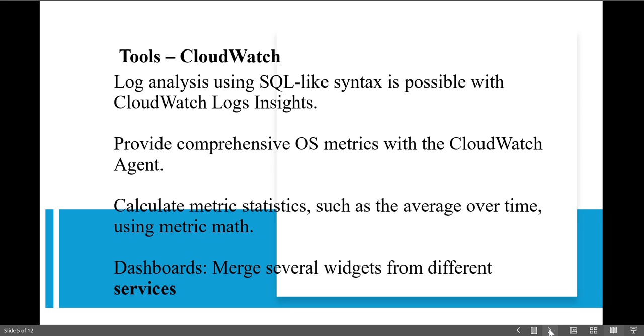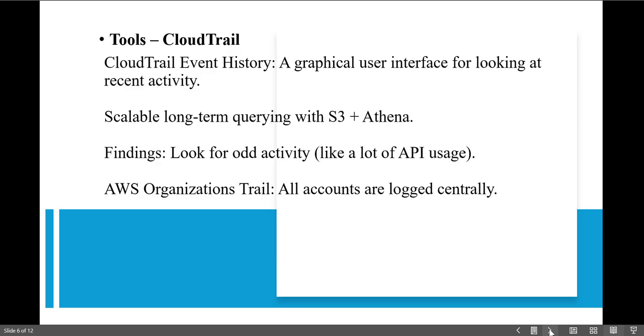Tools for CloudWatch. Log analysis using SQL-like syntax is possible with CloudWatch Logs Insights. Provide comprehensive operating metrics with the CloudWatch agent. Calculate metrics statistics, such as average over time, using metric math. Dashboards combine several widgets from different services.